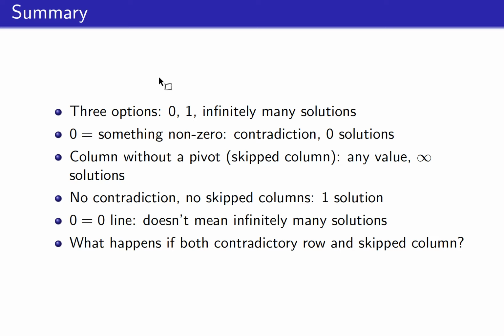All right, so the summary here is there are 3 options. Either a system of linear equations has 0, 1, or infinitely many solutions. A linear system will not have 2 solutions. I mean, a quadratic might, but this is a linear system of equations. Two solutions is not a possibility. It's either 0, 1, or infinitely many.